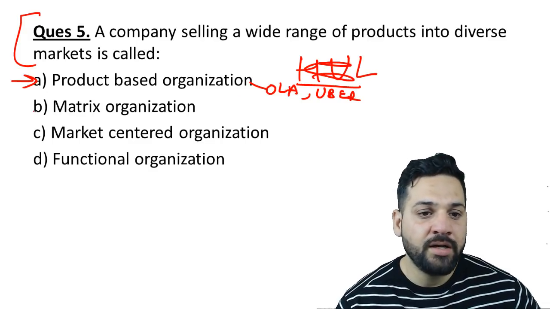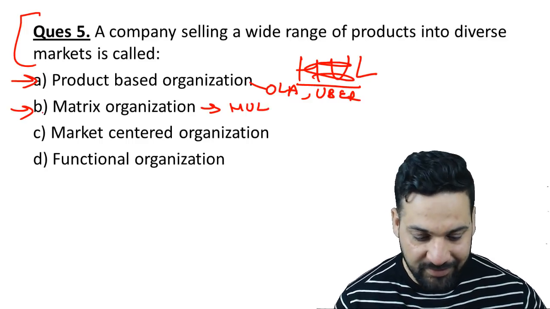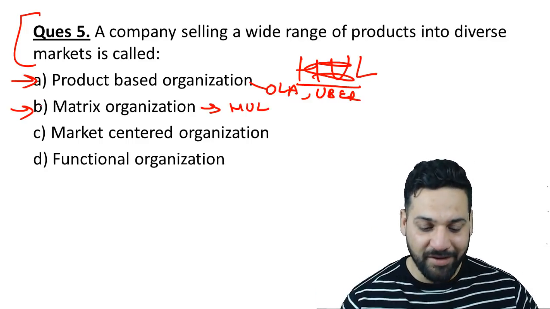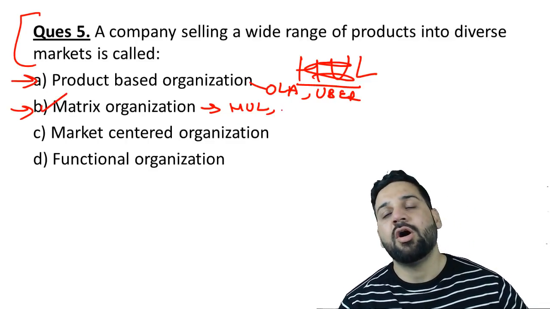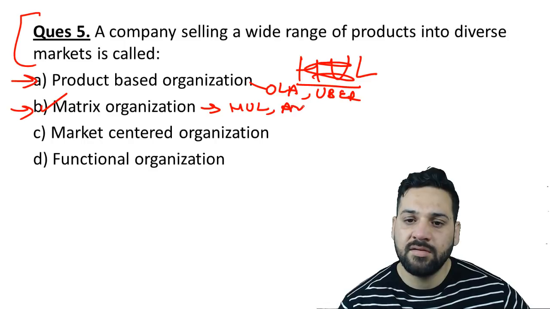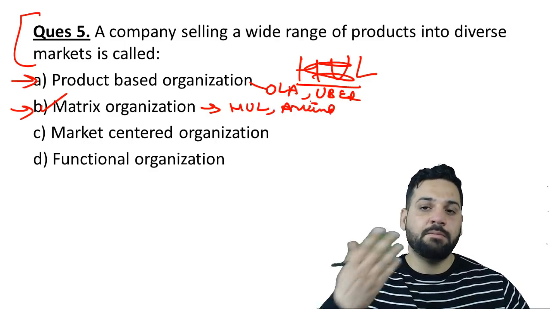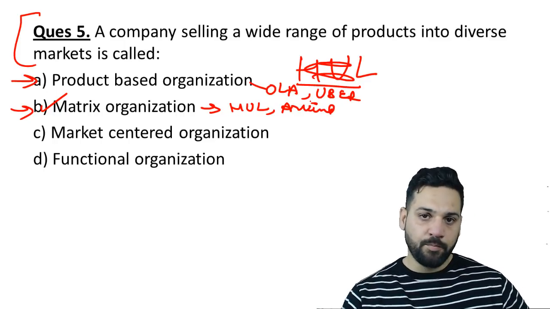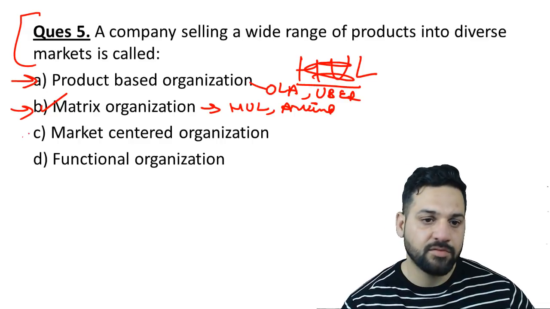ओके, नाउ मैट्रिक्स ऑर्गेनाइजेशन, यू कैन टेक द एग्जाम्पल ऑफ HUL. मैट्रिक्स ऑर्गेनाइजेशन इज अ करेक्ट आंसर. मेनी ऑफ यू आर स्टिल गिविंग मी द रॉन्ग आंसर, बट मैट्रिक्स इज अ करेक्ट आंसर. Or Arvind Mills, it has a lot of brands, Flying Machine, US Polo. Then Lee was also there.